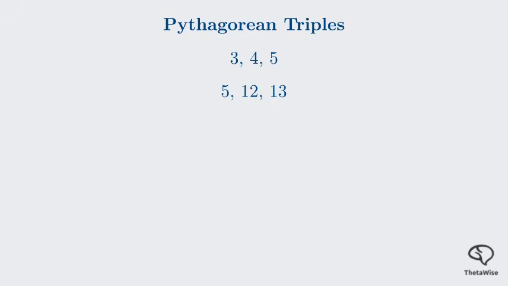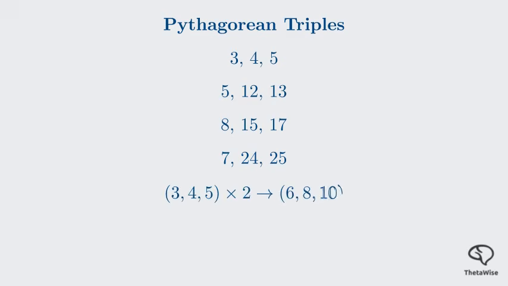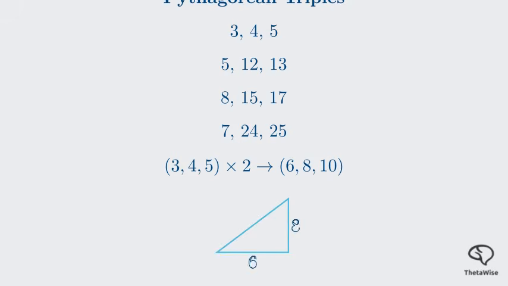Let's look at a few more. 8, 15, 17, and 7, 24, 25. Furthermore, any multiple of a triple is also a triple. For example, if you double the 3, 4, 5 triangle, you get a 6, 8, 10 triangle. If you see a right-angled triangle with sides of 6 and 8, you know immediately the hypotenuse must be 10. Recognizing these patterns saves time and builds your mathematical intuition.